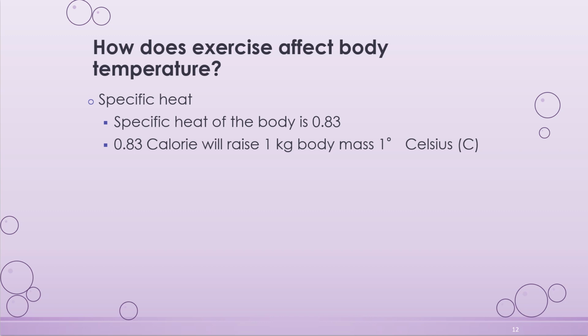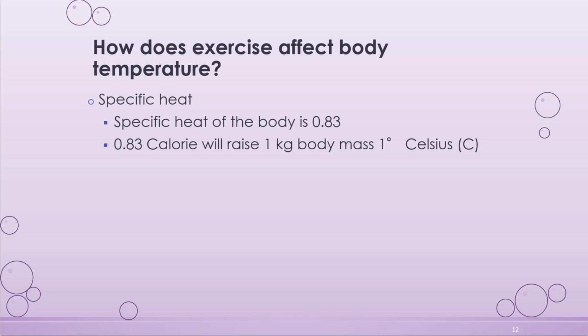Exercise affects body temperature by increasing metabolic activity, which in turn affects the body's specific heat capacity. Specific heat is the amount of heat energy required to raise the temperature of a unit mass of substance by 1 degree Celsius or 1 Kelvin. In the context of the human body, specific heat refers to the amount of heat energy needed to raise the body's temperature by 1 degree Celsius.